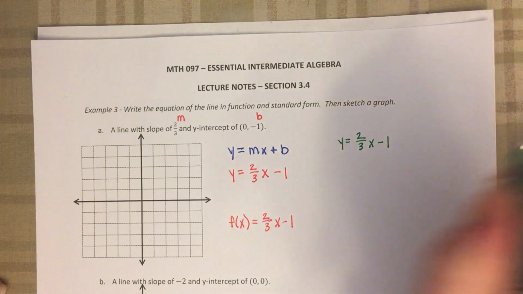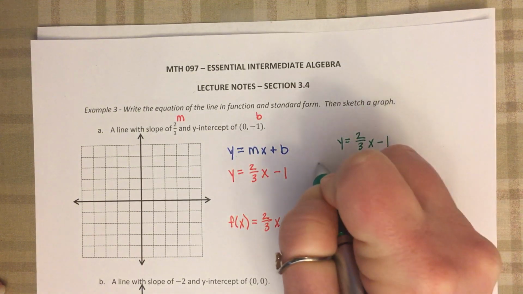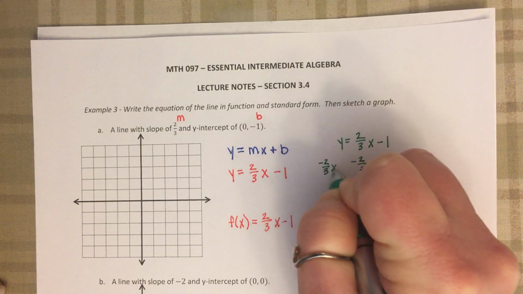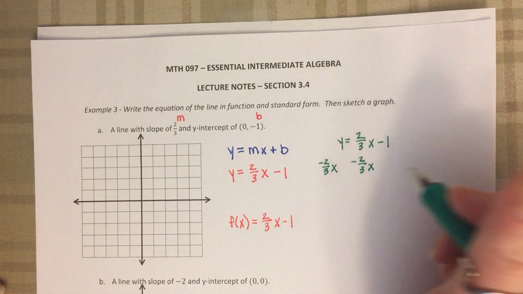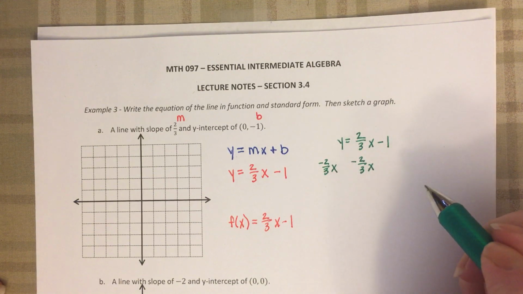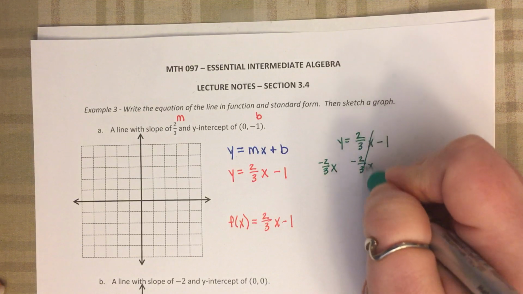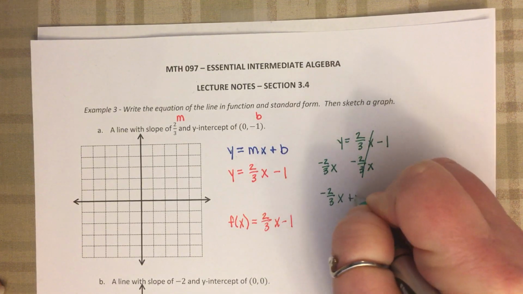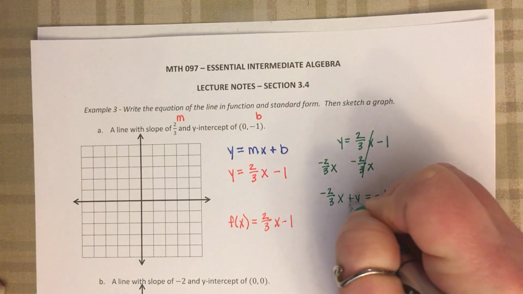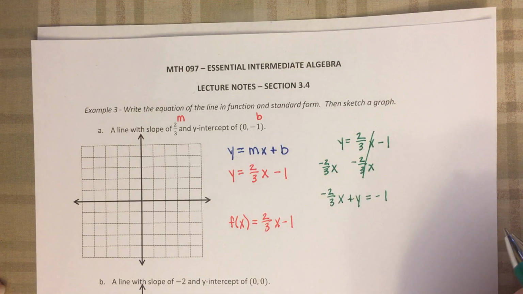So I want my x and my y on the same side. So first thing I'm going to do is subtract 2/3 x from each side. Right? So either way we're going, we're moving our x to the other side. Slope-intercept form, we want y all by itself. Standard form, we want x and y on the same side. So now we have negative 2/3 x plus y equals negative 1. Technically, this is standard form.